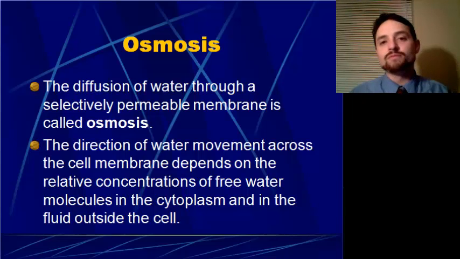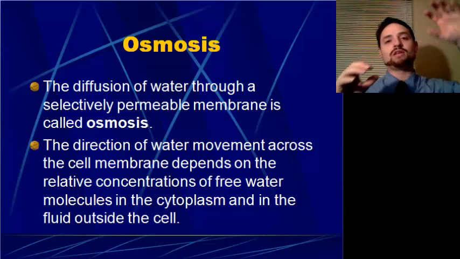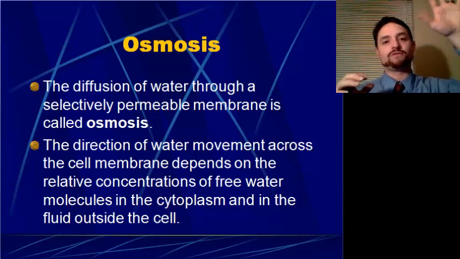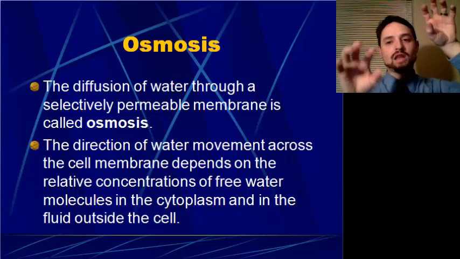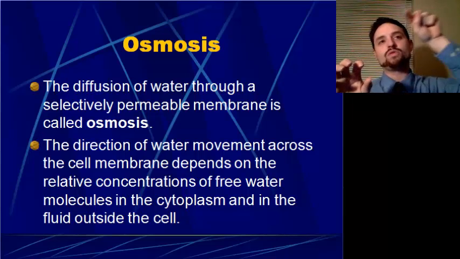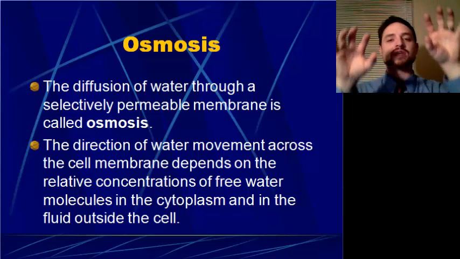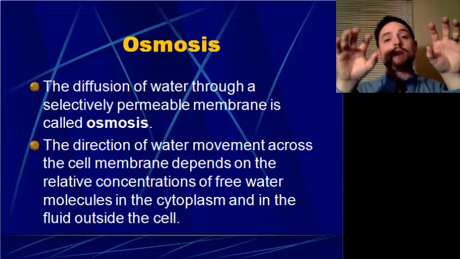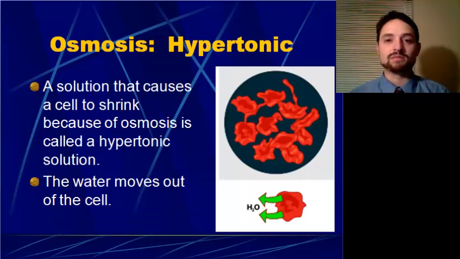So when we talk about the movement of water, if you think about a membrane and you've got a lot of free water out here and not a lot of free water in here, then water would go this direction until there's equal amounts of free water on both sides of the membrane. Let's look at some examples.